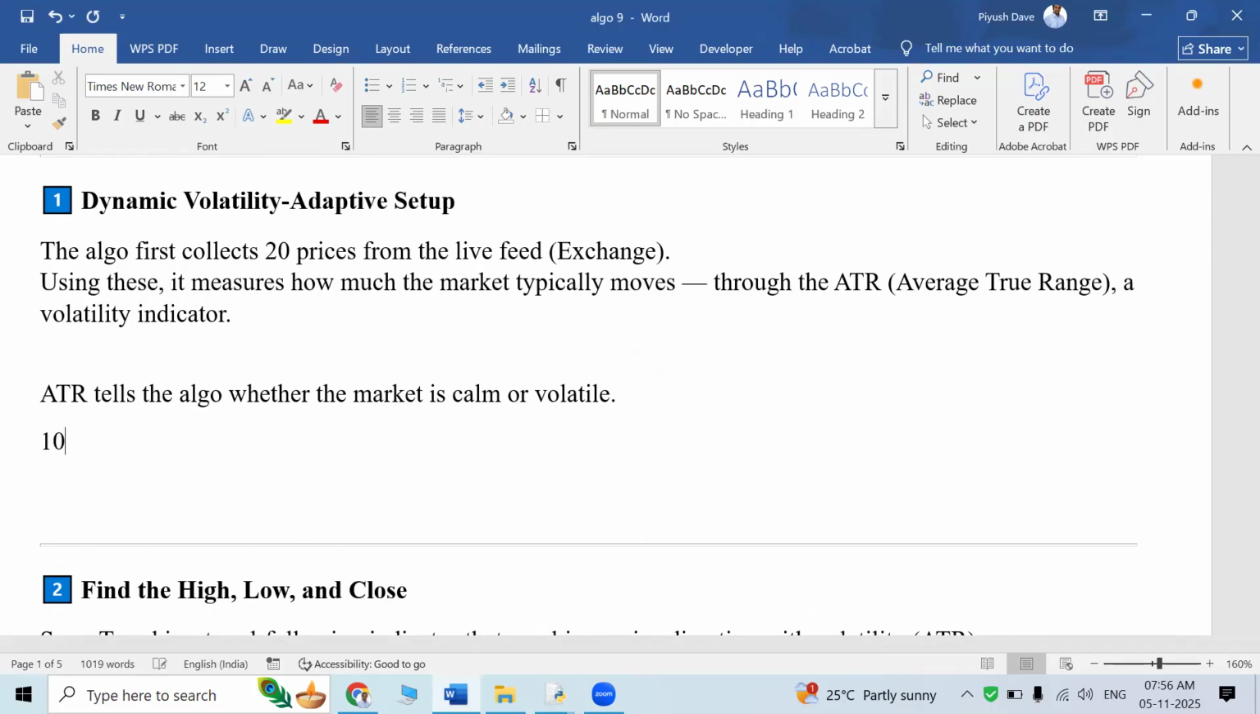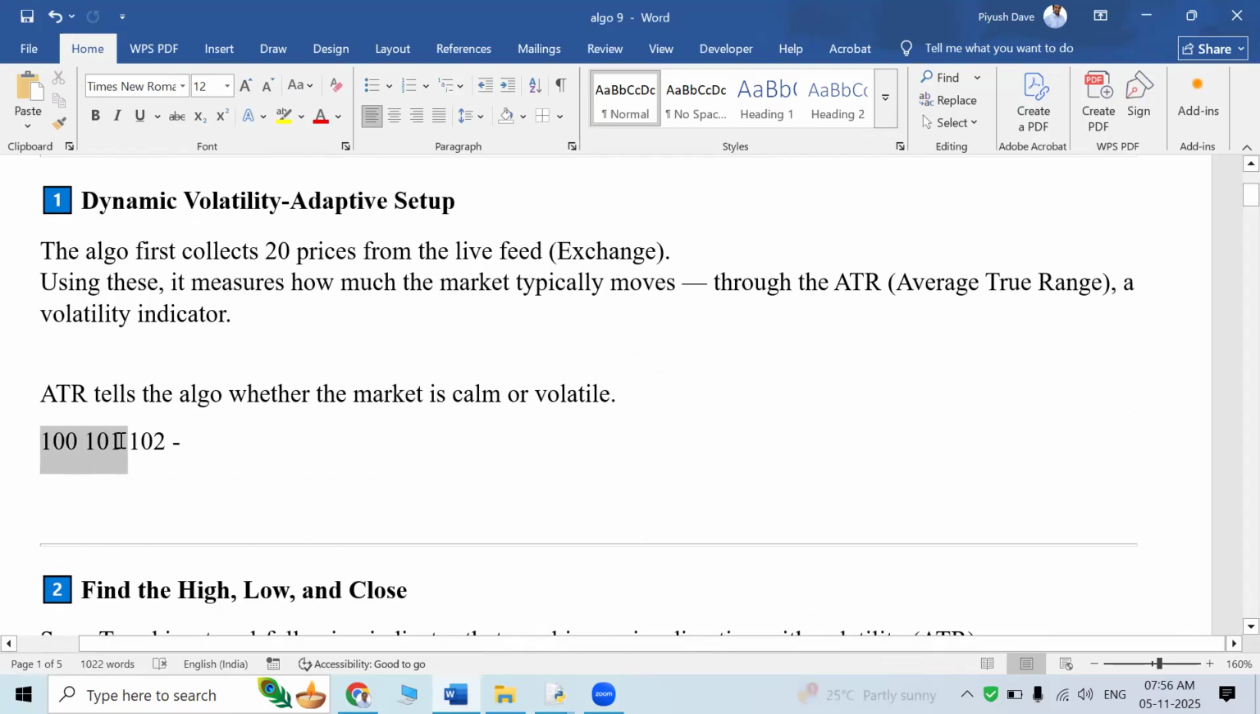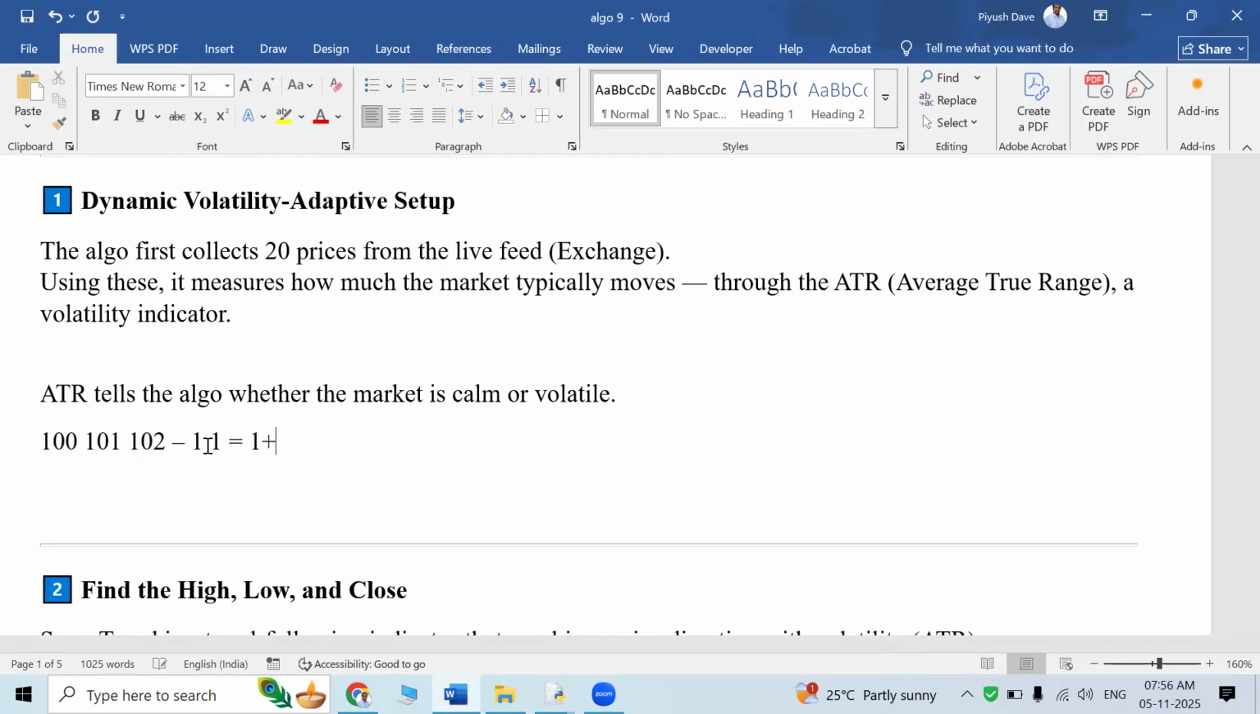Suppose the first value is 100, the second value is 101, the third value coming from the market is 102. You can check the gap of each value. The gap is 1. The next gap is also 1. So what is the average of this? 1 plus 1 divided by 2. So the ATR is 1.